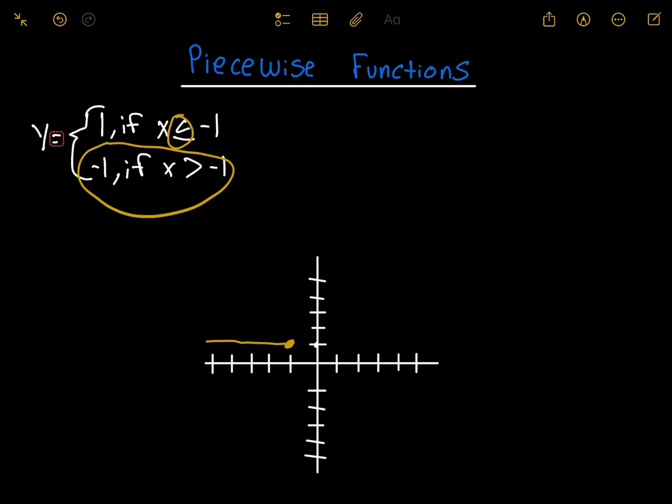Y equals -1 if x is greater than -1. We know that -1 on the y-axis lies right over here. So let's draw a similar horizontal line to last time. Then looking at the second part, since x is greater than -1, everything on the right side of -1 would have to be there, and everything on the left side of -1 would be gone. Our new graph would look something like this.